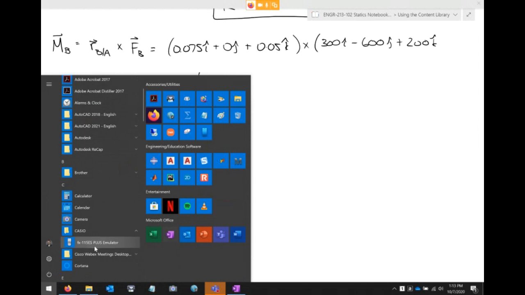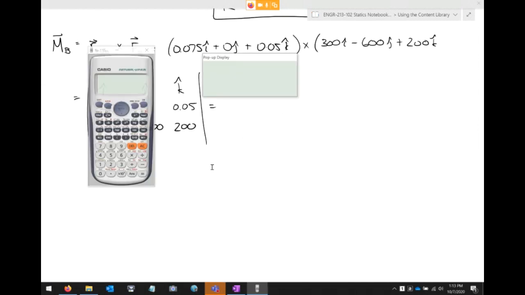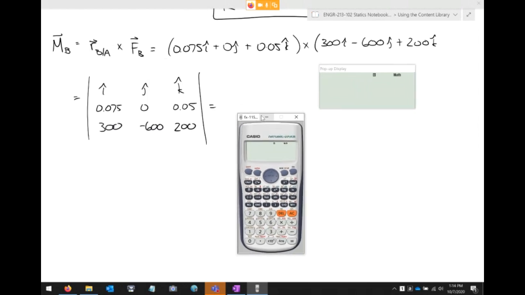So let me pull up my emulator here. So I have here a little Casio emulator. Let's see, pop-up display. So I've got that pulled up pretty big. Let me see if I can go through this cross product in the Casio. I'll do it pretty quickly. If you remember, I actually posted a YouTube video on this, but we'll go through it together.